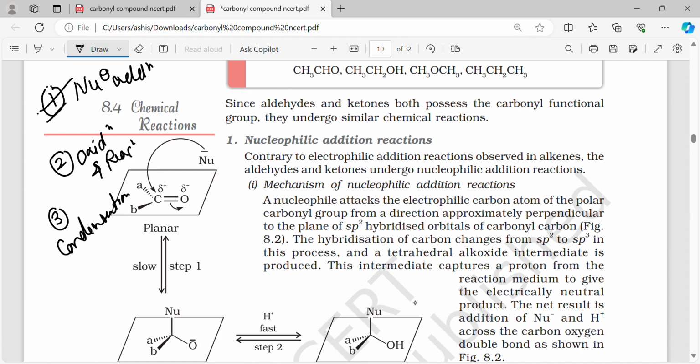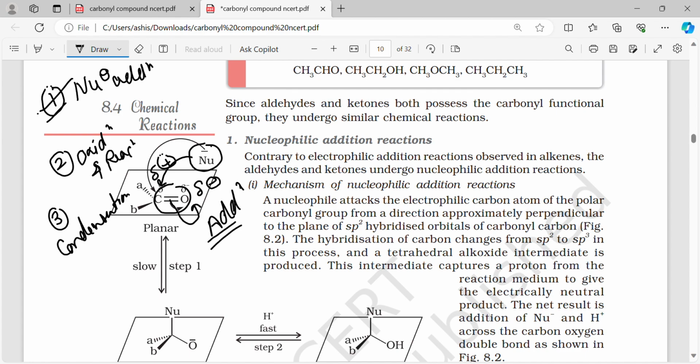As we can understand, the carbonyl compound has a double bond. That's why they can give addition reaction, and they give nucleophilic addition reaction. It means in the first step, the nucleophile attacks the carbonyl carbon. The pi bond electrons move toward the oxygen atom. That's why the oxygen atom acquires a partial negative charge and carbon becomes partially positively charged.